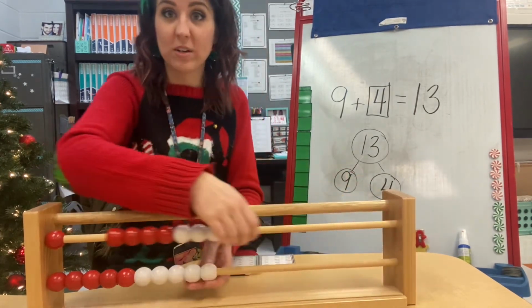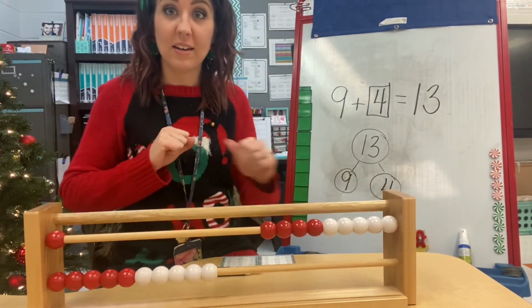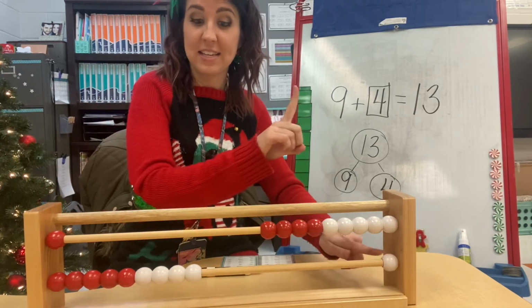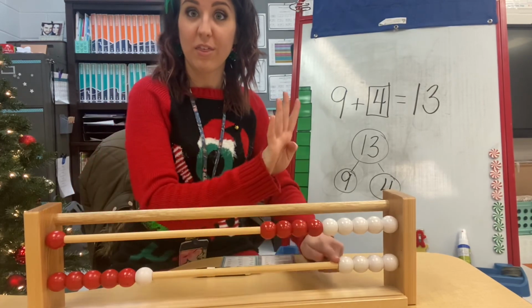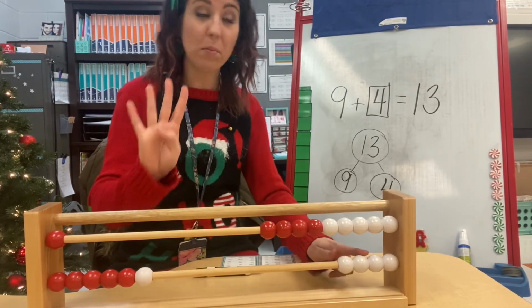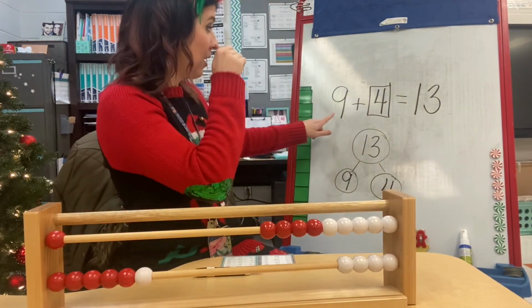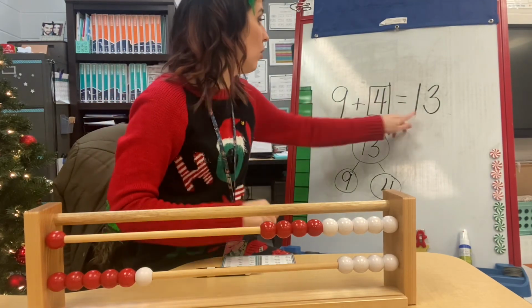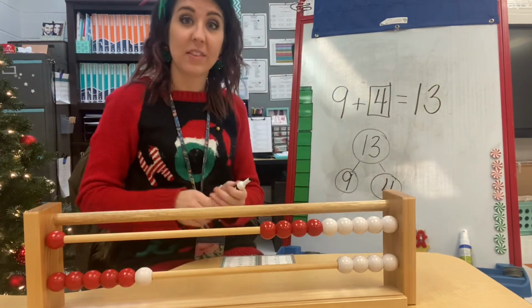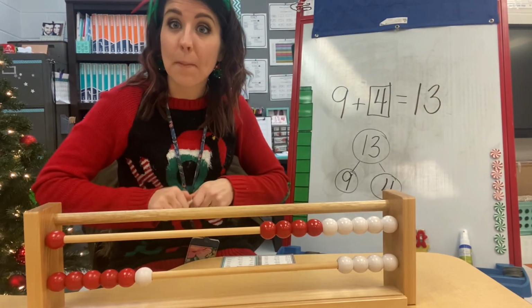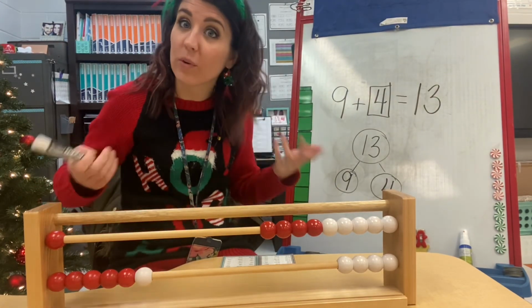Watch it one more time. 9, 10, 11, 12, 13. I had to add 4 more to get to 13. Part plus part equals whole. 9 and 4 together would be 13. That is a missing addend. Missing addend. We are missing one of the numbers we're adding.